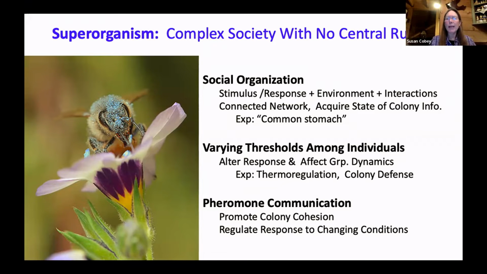No individual bee has an idea of that whole complexity. It just knows that it's responding to whatever that stimulus is at the time. Does that make sense? Just that complexity. And these individuals will have different levels of threshold levels.